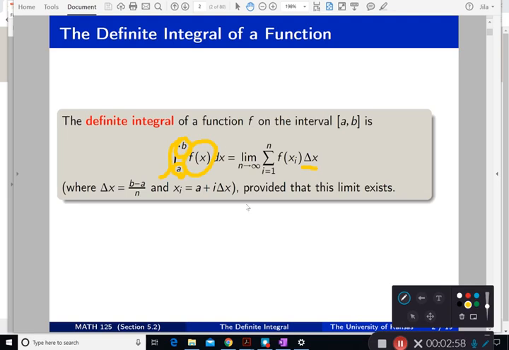And so again, delta x is b minus a divided by n, and xi is considered as follows: you start from a, then you move delta x, and then you move another delta x. Every time you move, that's the number of i's that you moved, and that's how you estimate the limit, and that would be the definite integral.